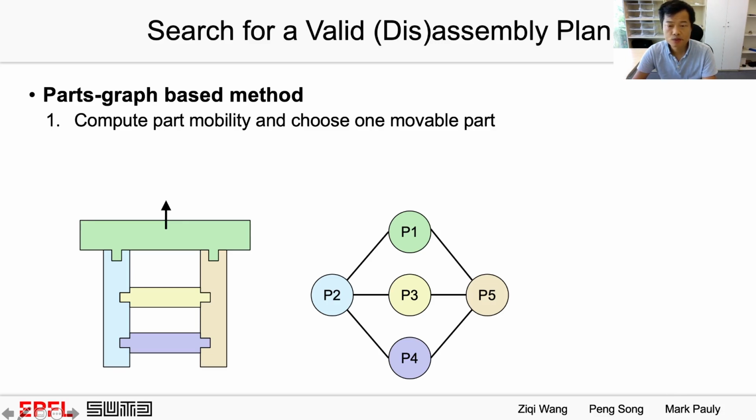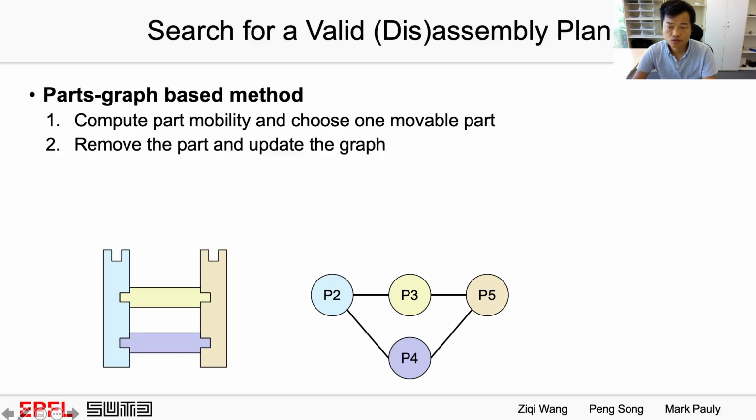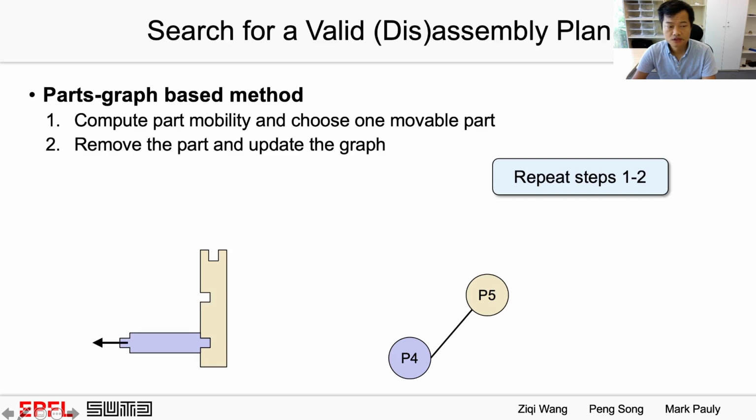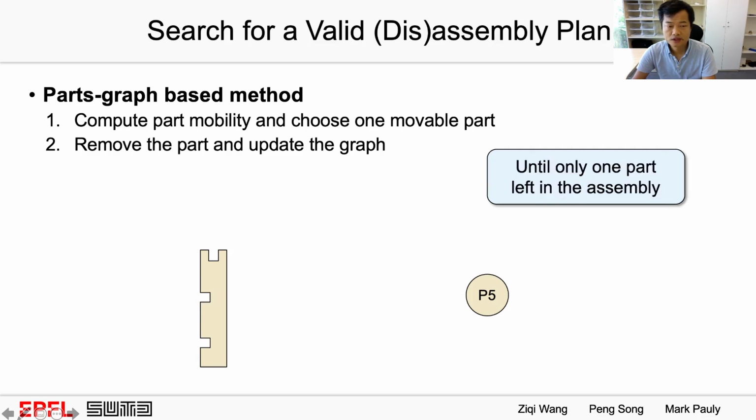In this example, we identify and choose the green part. Next, we remove the green part from assembly and update the path graph accordingly. Then we repeat step 1 and 2 for the remaining assembly. For example, we identify and remove the cyan part, the yellow part, the blue part, until there is only one part left in assembly.